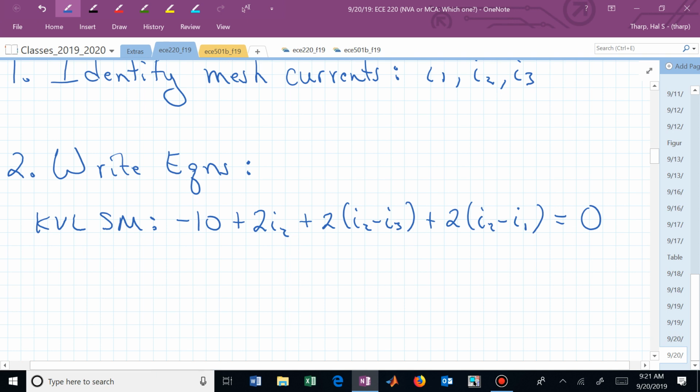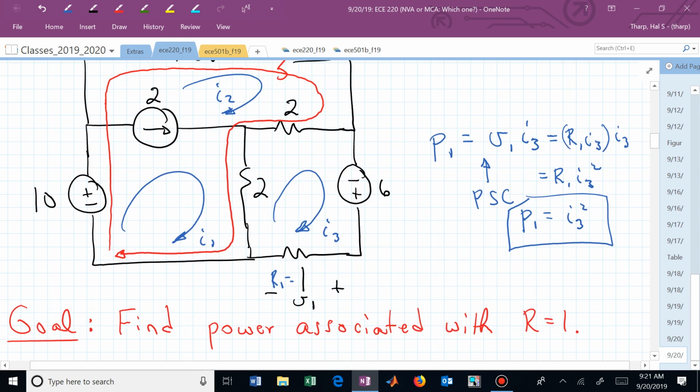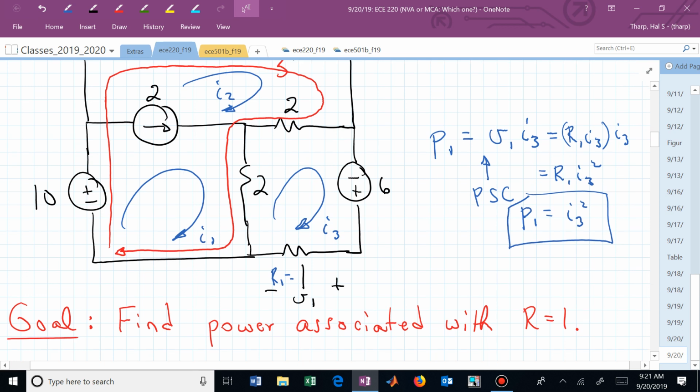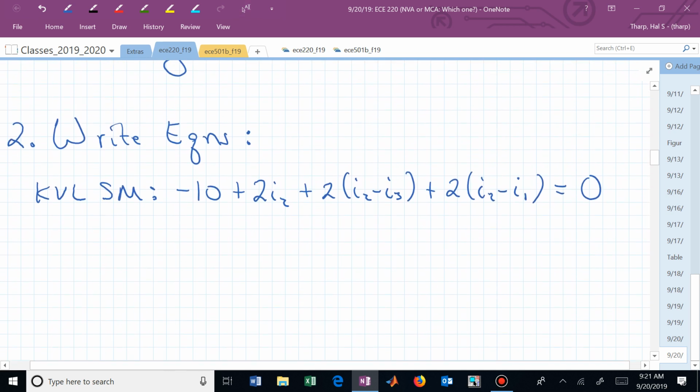Whoops. Keep me awake. The vertical was what? I1 minus I3. So I need to change my subscripts. You have the same answer as I do?